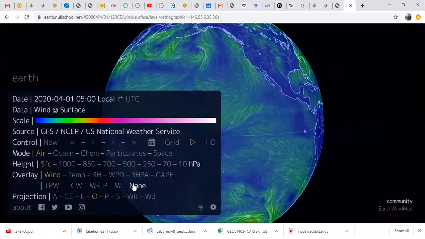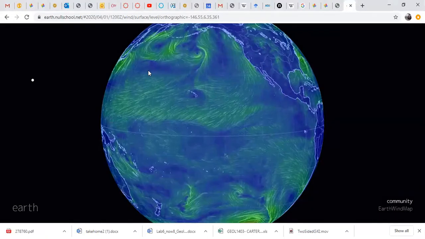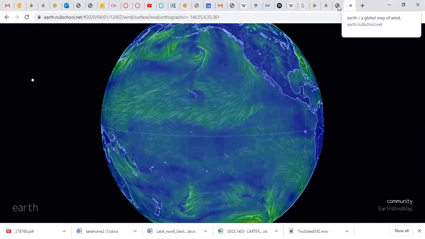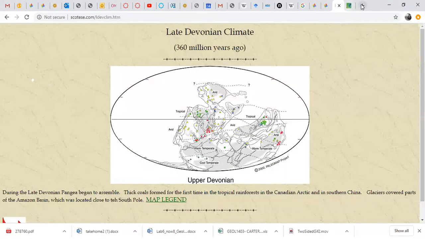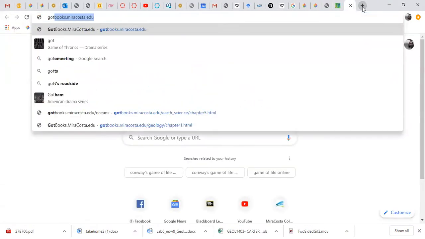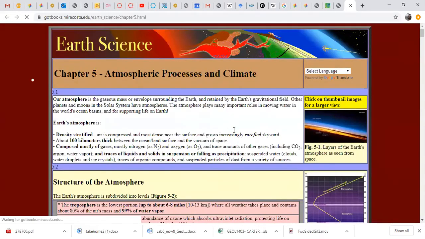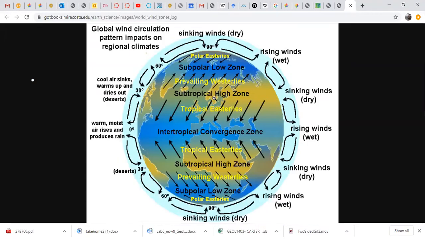So what you're going to want to do is go into the textbook and then let's see, atmosphere process. Boom. There we are. So this diagram kind of tells you the general directions of surface winds to look for. This is kind of your idealized model.